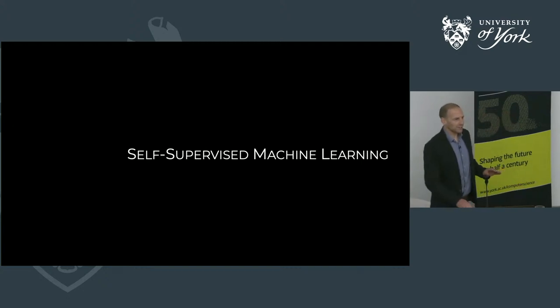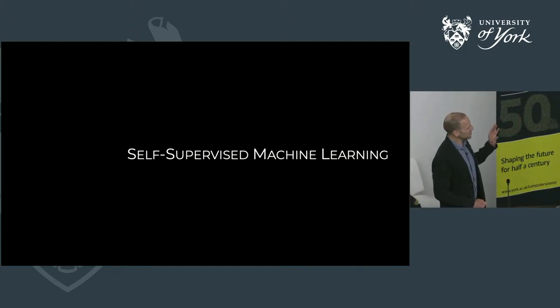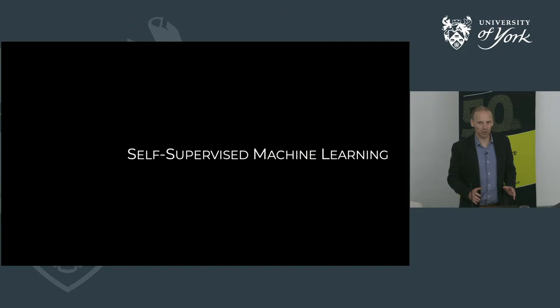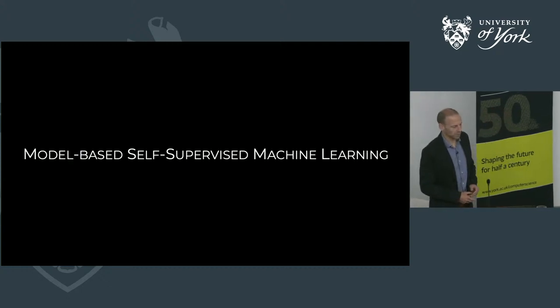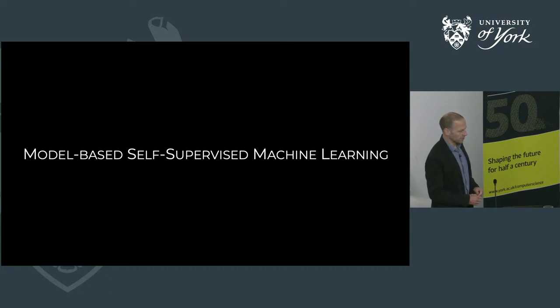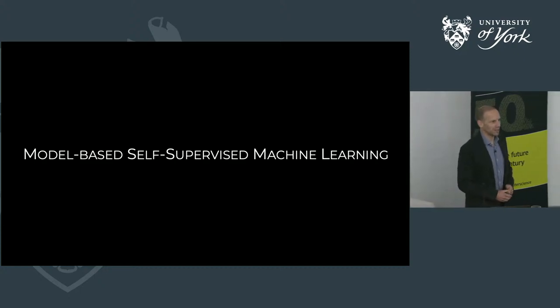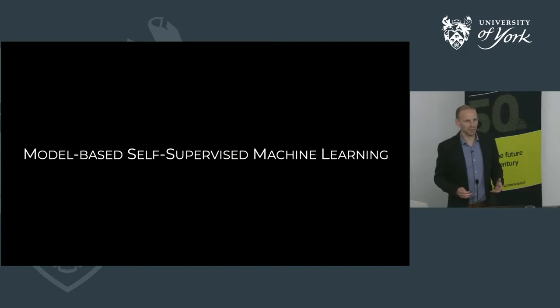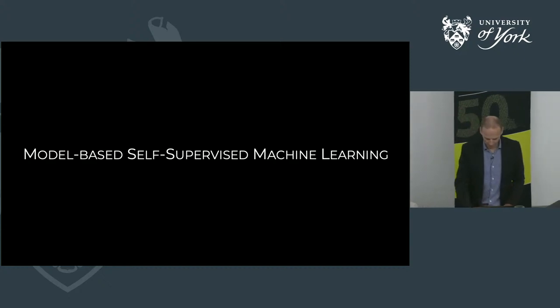However, I still am not satisfied with this, because this is still a black box approach which throws away all of the knowledge that humans have accumulated over the last 10,000 years of how the world works. So I'm going to finish the talk by covering something that I've given the name model-based self-supervised machine learning. It's a bit of a long name, but the idea is that you try to endow your machine learning system with some things that we already know that we have a good model for. Okay, so that's what I'm going to cover in the talk.